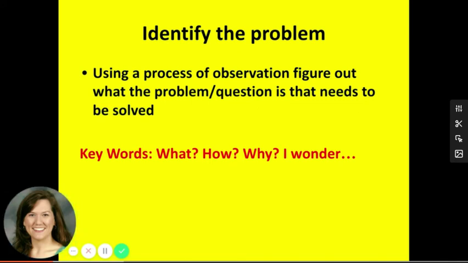So the first stage of the scientific method is identify the problem. Now you need to write what's in black. The red is extra. You can always add it, but what's in black is what you need to know. Identify the problem means you're going to use a process of observation to figure out what a problem or question is that needs to be solved. You need to figure out what's wrong, what needs to be fixed, what needs to be made better, and that is identify the problem. Now, keywords: what, how, why. You might say, I wonder, or I wonder why, or how, but those are the keywords when identifying the problem or question.